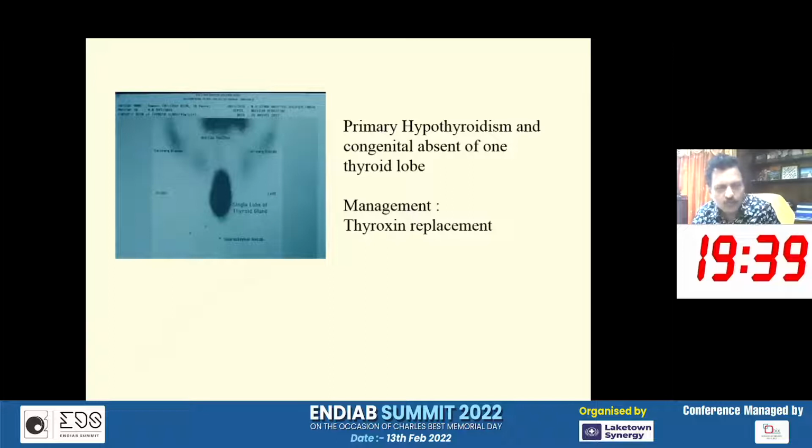In patients who have congenital hypothyroidism with ectopic thyroid tissue, absence of thyroid tissue, or congenital absence of a thyroid lobe, if there is a nodule, thyroxine replacement is associated with significant improvement, and we expect significant regression of the size of the thyroid nodule. Sometimes it disappears completely. It may not disappear completely, but that is the end of our evaluation, and that is the way we should manage. These patients will require the replacement for the rest of their life, with some increment in the dose during certain periods of their life.